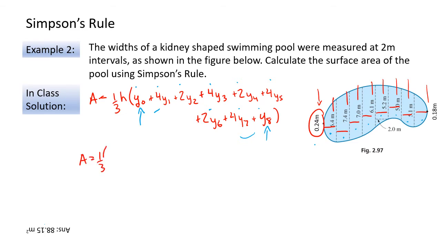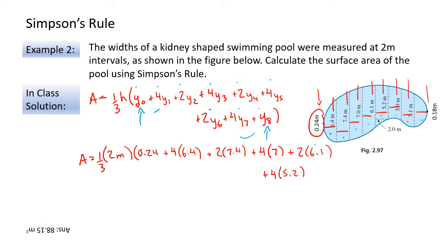So the area is equal to 1/3 times 2 meters, that's the height, or the distance between the intervals, times our first measurement, 0.24, plus 4 times our second measurement, 6.4, plus 2 times our third measurement, 7.4, plus 4 times 7, our fourth measurement, 2 times 6.1, plus 4 times 5.2, plus 2 times 5, plus 4 times 5.1, plus our final measurement, 0.18. If you calculate this out, we get an area of 88.15 meters squared.